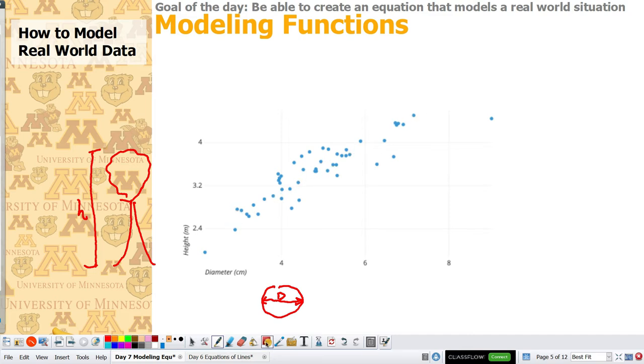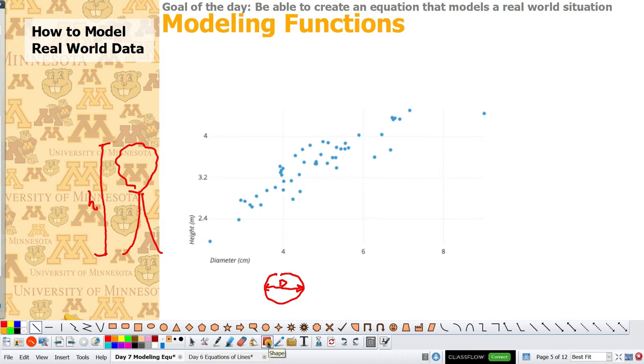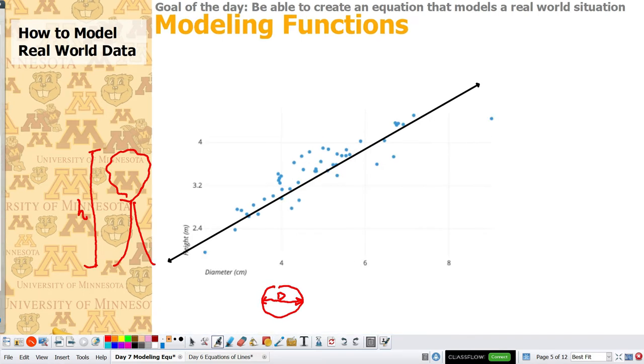And so what we can do is make a line that closely resembles our data, and then we can start making predictions, right? Because let's say I measure the diameter of a tree and I get that it's 8 centimeters. Then I can use my model and figure out how tall it is, what its height is. So I can use my line here to make predictions.